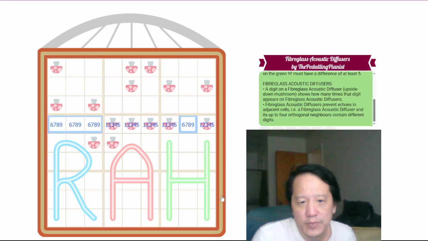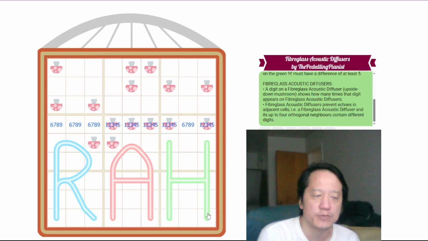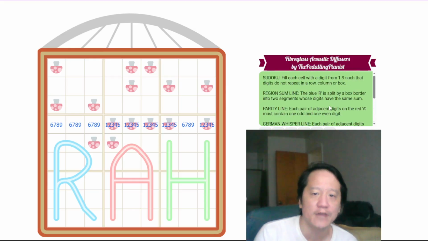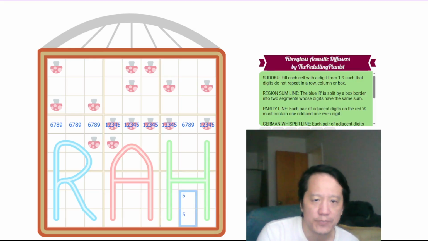Also, okay, in box 9, where is the 5? 5 can never be on a Whisper 5 line, because if you subtract 5 or more from 5, you get 0 or less, which is not a normal Sudoku digit. If you add 5 or more to 5, you get 10 or more, which is not digits. So in box 9, the 5 cannot be on the Whisper 5 line, so they have to be here.